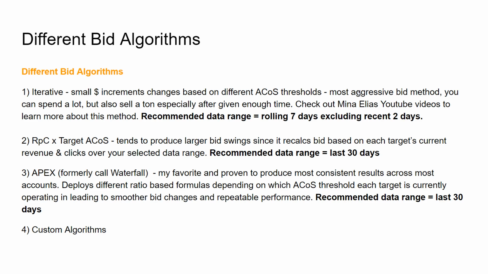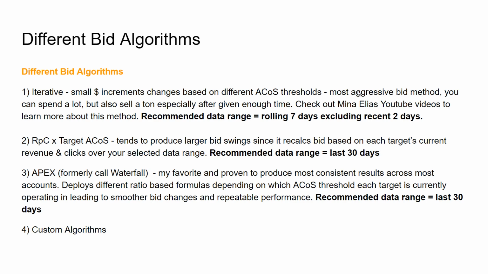Revenue per click times target ACoS method. This is pretty common in a lot of the SaaS platforms that I've seen as a base bid model, and it's going to basically take your revenue per click times a target ACoS that you specify and do a ratio calculation to allocate a new bid.